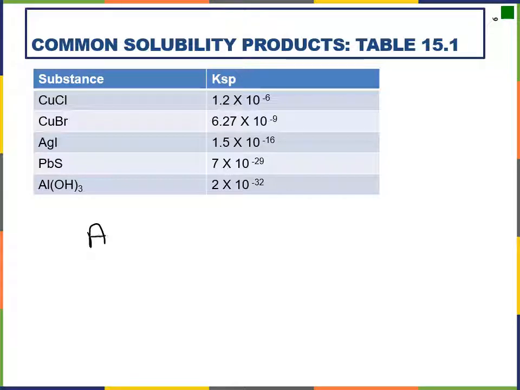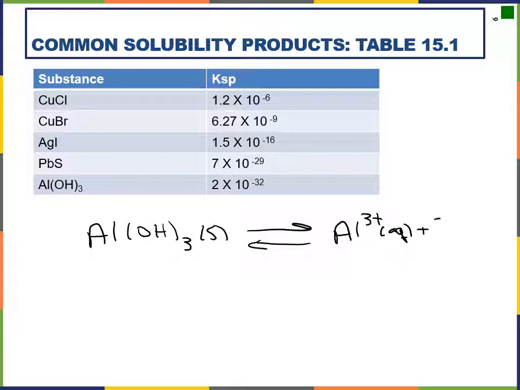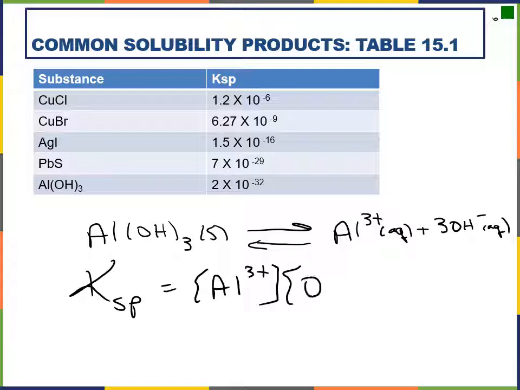All right, so let's consider aluminum hydroxide. Now again, we are always going to start out with the solid on the left side, looking at how it dissolves, its solubility. Aluminum hydroxide is going to break into aluminum plus 3 hydroxides. The constant for the equilibrium, the solubility product, which is again our equilibrium constant, is going to be our products, aluminum 3+, multiplied by hydroxide. I know we haven't done this in a while, but we need that 3 up there for the cubed. And our KSP here is going to equal 2 times 10 to the minus 32.